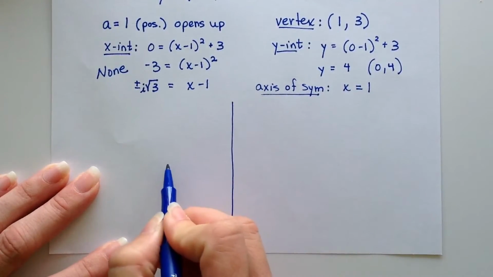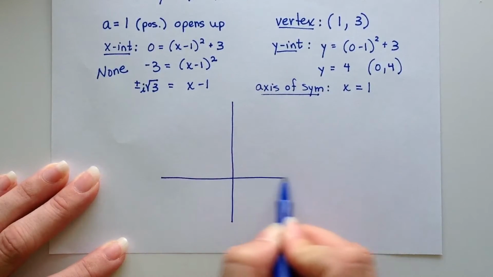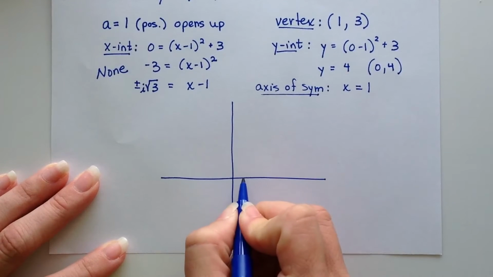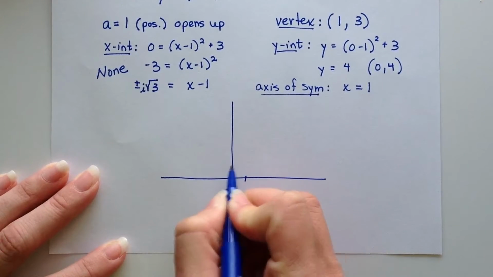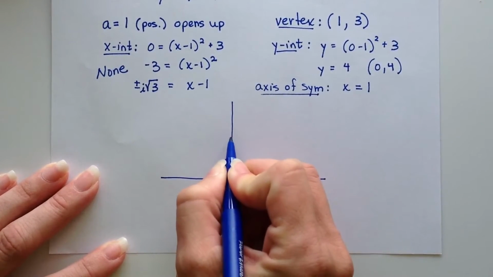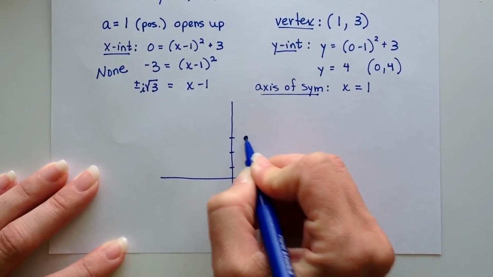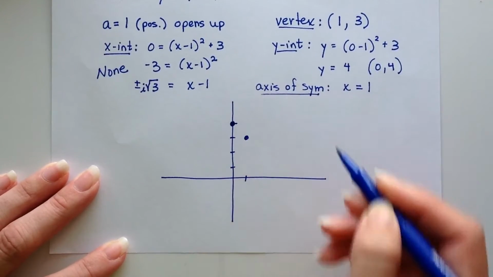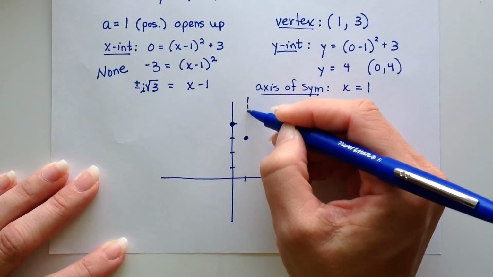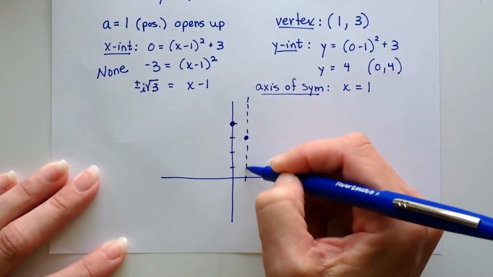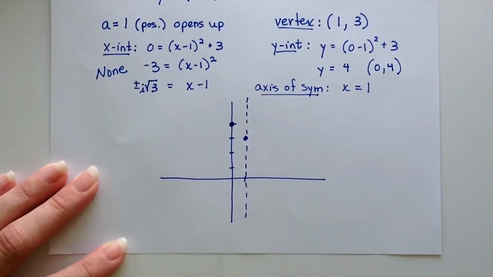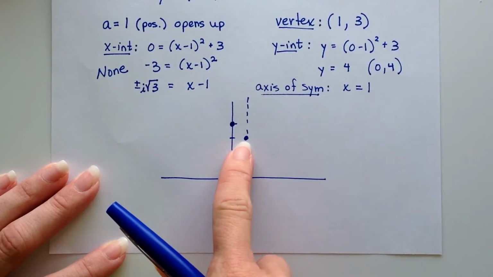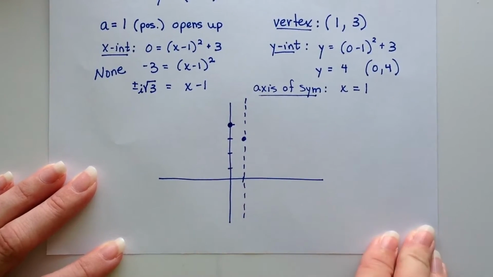Okay, so first of all, what we're going to do is plot the 2 points that we have, which is the vertex and the y-intercept. So my vertex is at (1, 3). And my y-intercept is at 4. Now I also want you to dot in the axis of symmetry. So the axis of symmetry was x equals 1, so it's the vertical line that goes through the vertex.